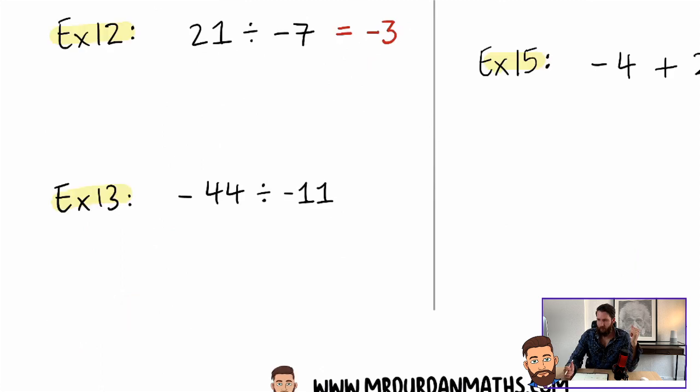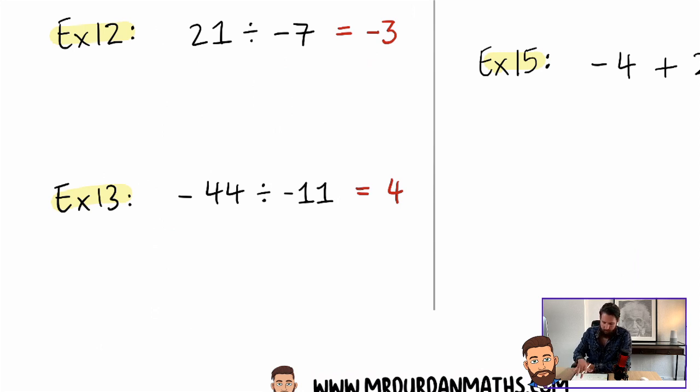So again, minus 44 divided by minus 11. Ignore the signs. 44 divided by 11 would give me 4. Think about the signs. We've got a minus divided by a minus. Well, that's the same, so that means our answer will be a plus. So it is just 4, positive 4.